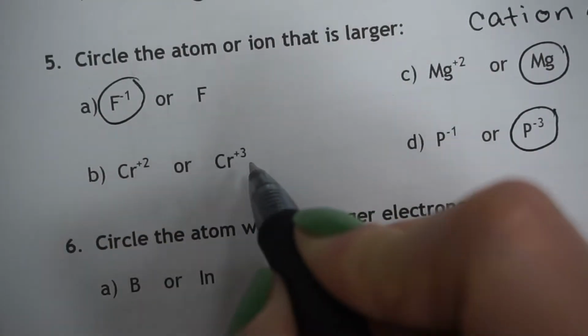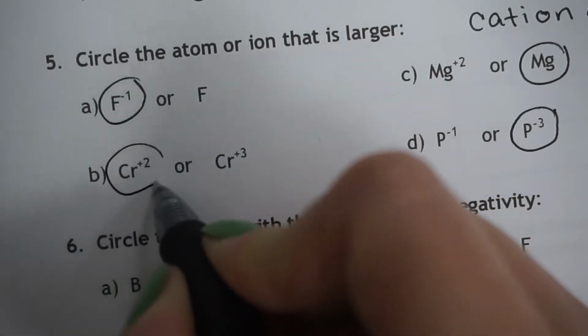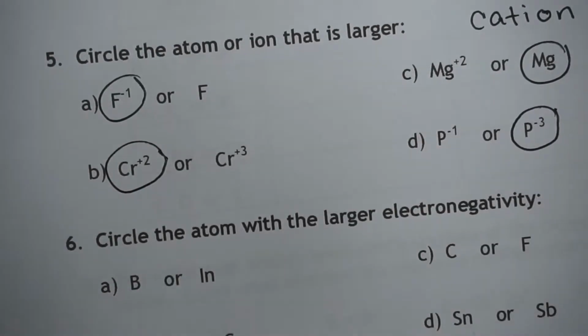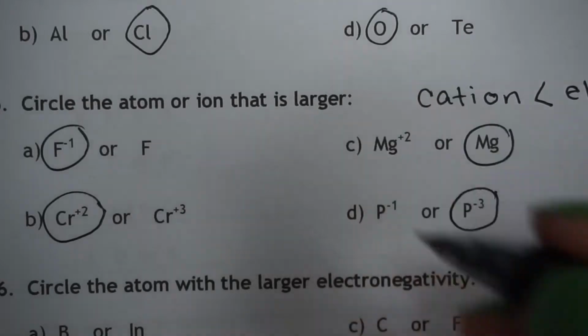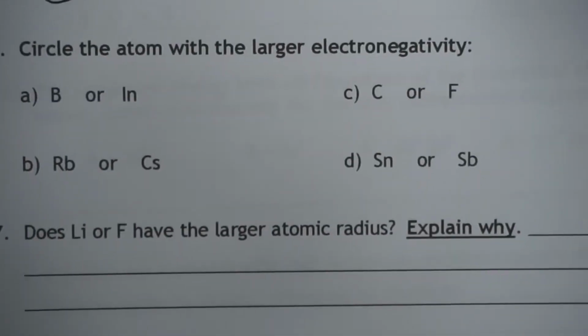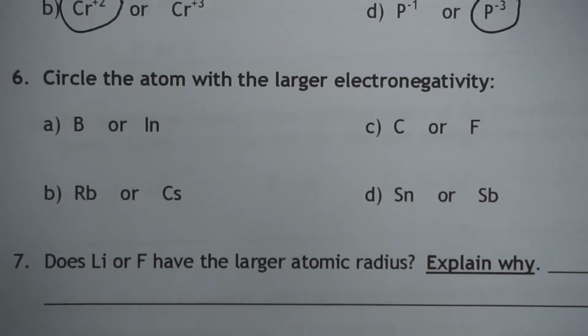The more positive the charge, the smaller it's going to be. So this is actually going to be larger. Again, guys, the hardest part is reading that question and figuring out what they're asking. All right, so the next question: circle the atom with a larger electronegativity.